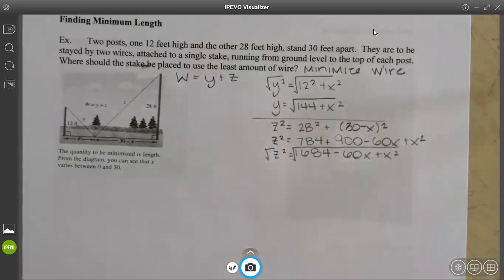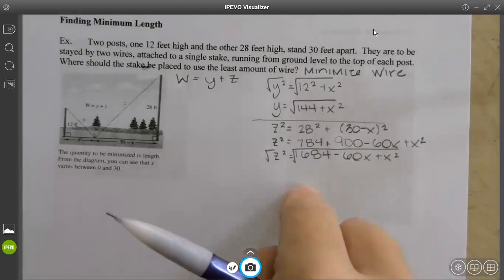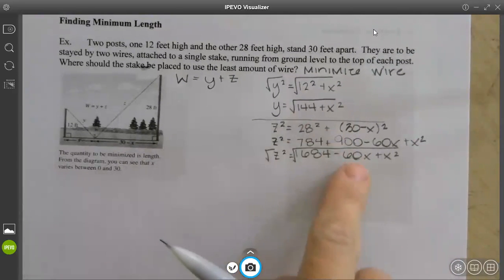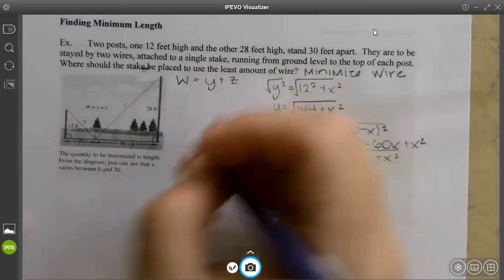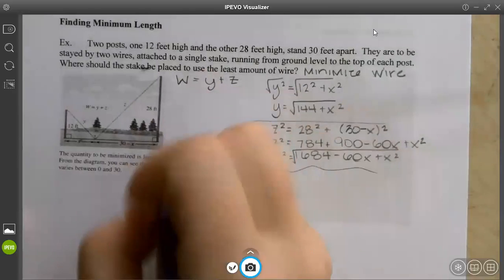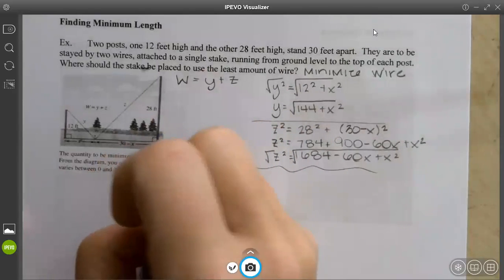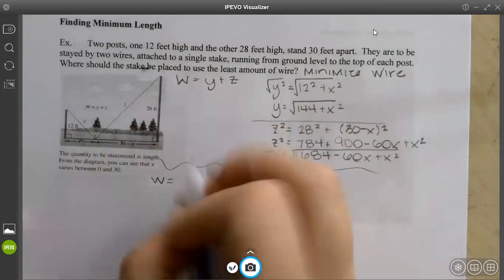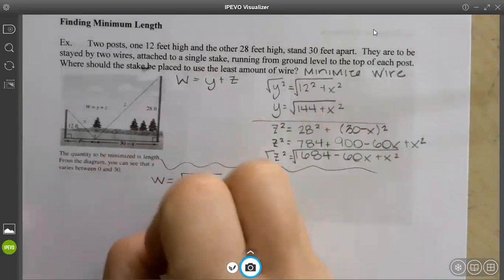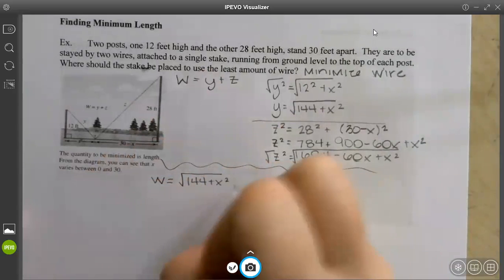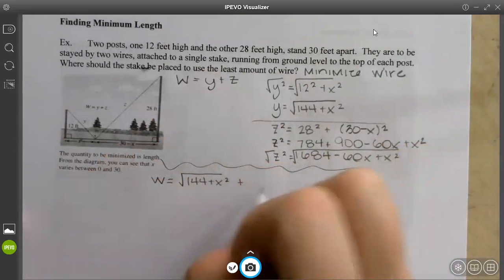So we had a primary equation, W equals Y plus Z. We made secondary equations. Both of these are secondary equations so that I could get it in terms of X. Everybody see that? So now I'm going to rewrite it in terms of X. What did Y end up being? And then we're going to add, what did Z end up being?